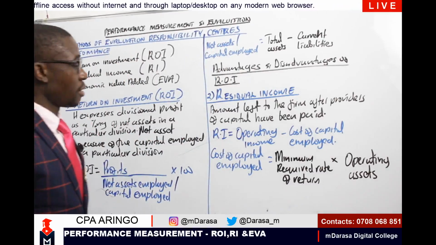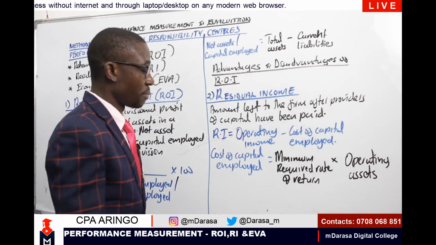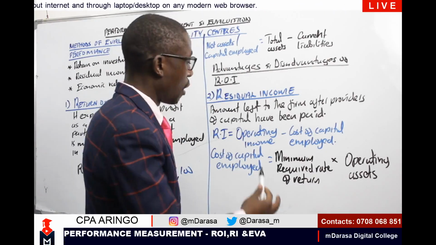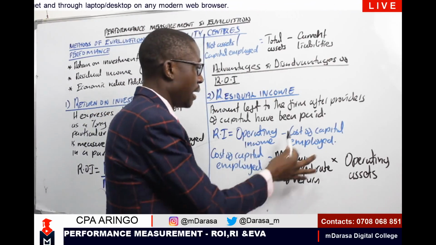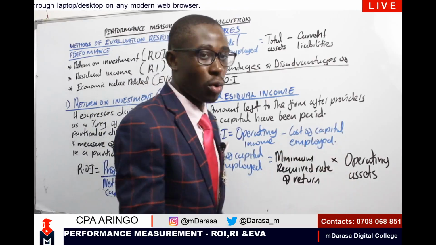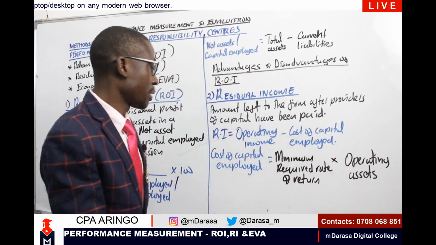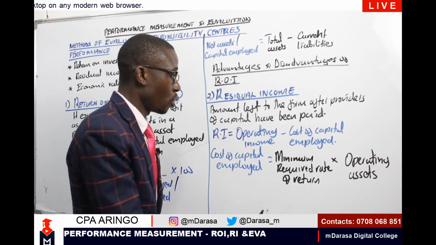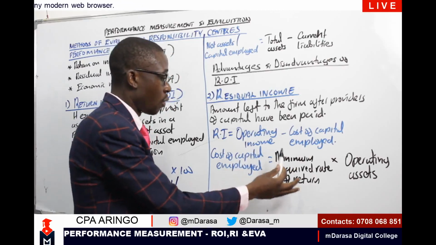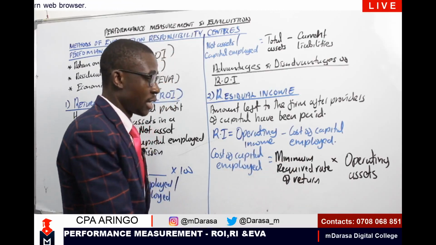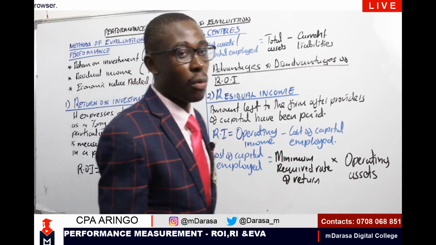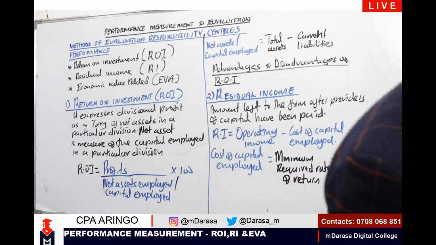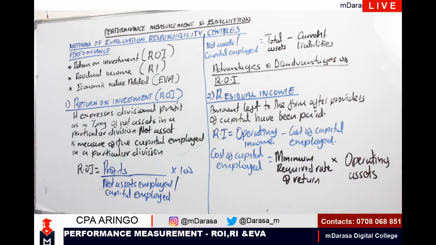So we are saying that to determine our residual income, we take our operating income less our cost of capital employed. But to determine our cost of capital employed, we take our required rate of return and multiply by our operating assets.